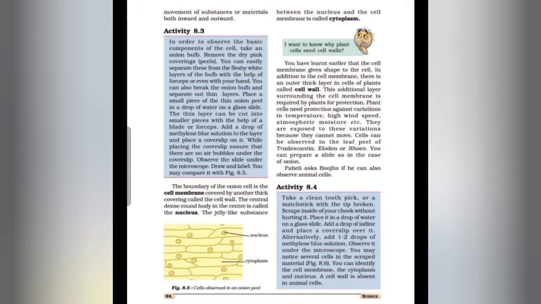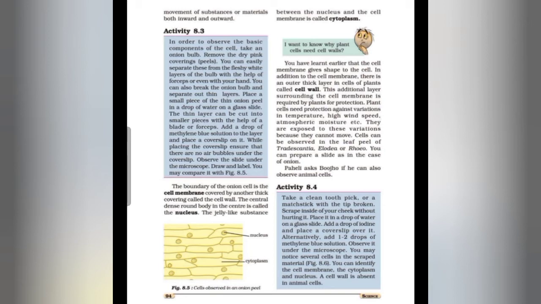So students, one activity is given. In this activity, we have to take an onion, and in order to observe the basic components of the cell, we have to make a slide of onion peel. So take an onion bulb and remove the dry pink covering, which is called peel. You can easily separate these from the fleshy white layers of the bulb with the help of forceps or even with your hand. You can also break the onion bulb and separate out a thin layer.